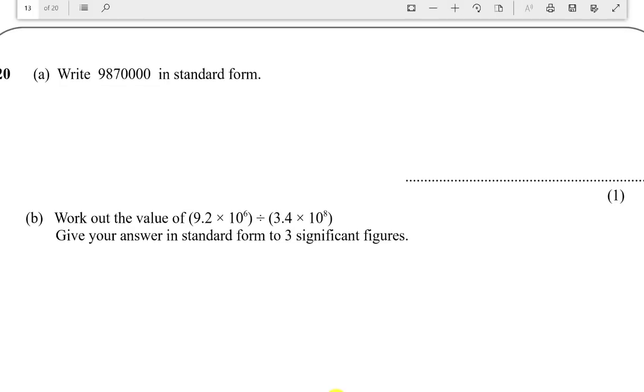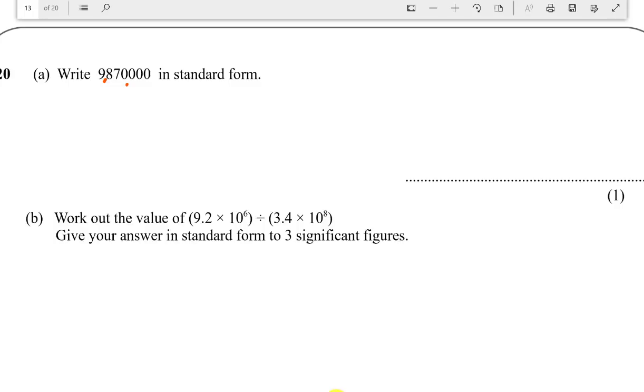Next, standard form question. Write down 9,870,000. You don't need to read that number, but I'm just trying to read it out. Sometimes in the foundation paper you get a question asking you to write the number in words. So 9,870,000. Okay, let's write it in standard form.